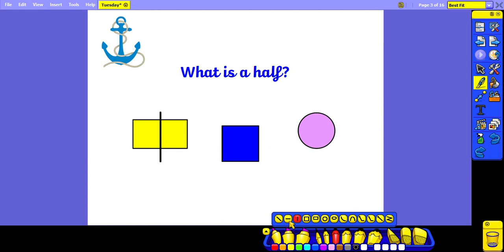I could do the same with the square. I'm going to go across this time. And I have my two equal parts. One of these is a half. And the same with the circle. I'm going to go straight down the middle to make two equal parts. They are both the same.